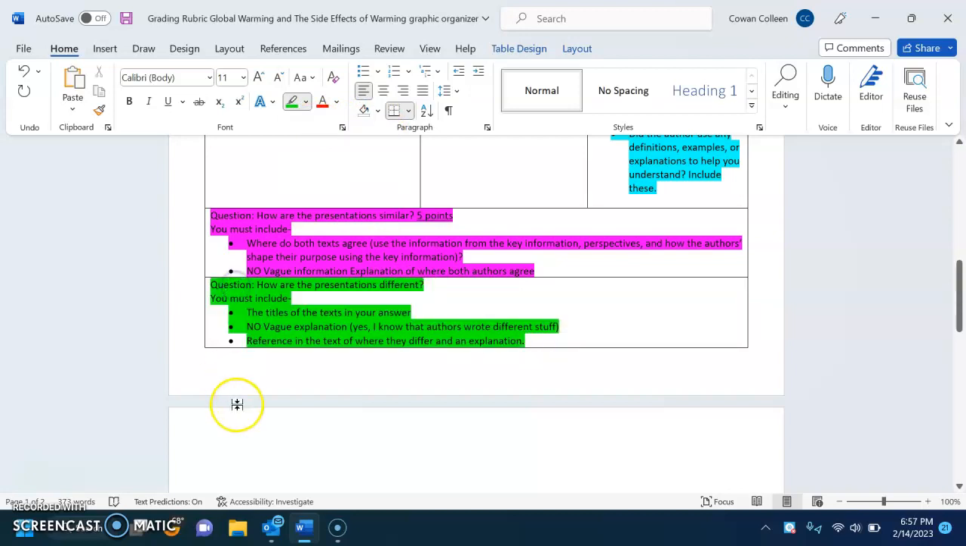How are the presentations different? You must include titles of the text in your answer, because if we're going to go different, I want a reference in this. I definitely need the titles in this one. No vague explanations. Yes, I know that the authors wrote different stuff. Please do not write that. You're not going to get the credit for it. Reference the text of where they differ and an explanation.